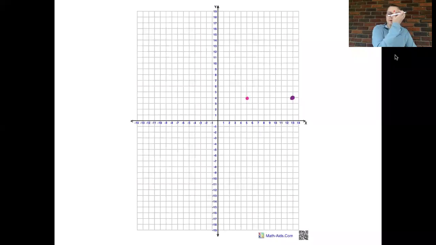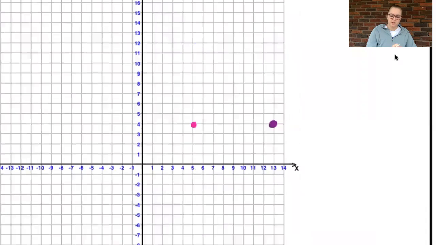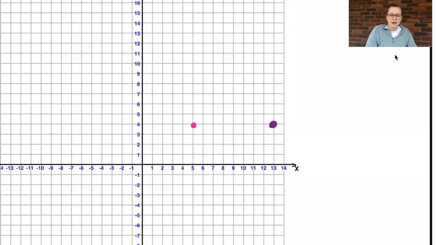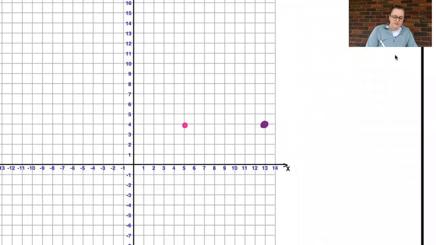Okay, so now if we put it on the coordinate plane, I'm going to zoom in a little bit. We're going to start at this pink point, and we're going to go to the purple point. Just like before, if I start at pink, this is my starting point. I'm counting 1, 2, 3, 4, 5, 6, 7, 8. So this is 8 units.